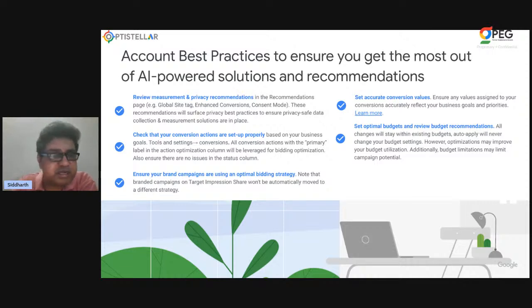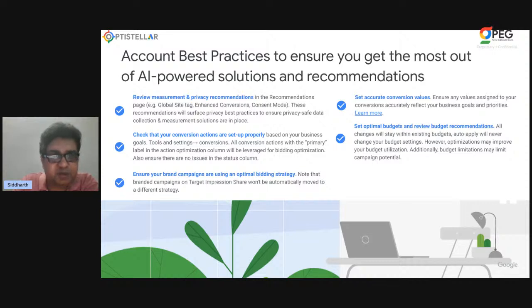At the same time, set up very accurate conversion values, right? So once you set up conversion values that are accurate, it will help the system in terms of not just learning about what are the conversion values that it needs to drive. It will also be able to optimize the budget in terms of making sure that it is able to give you the best return on the budgets that you are spending, right? You also need to ensure that the values that you assign to your conversion accurately reflect your business goals and your priorities.